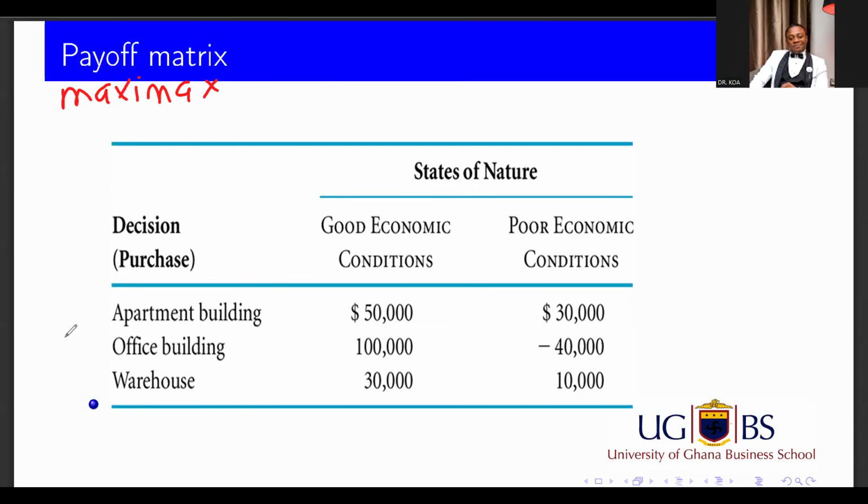The person will go for the good economic conditions because they believe that things will be good. So under the Maximax, write for your notes, best of the best. Such people go for the best of the best. The last best is the state of nature, and the first best is a decision alternative.